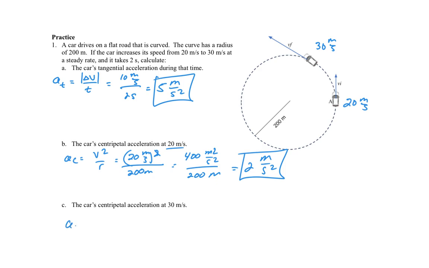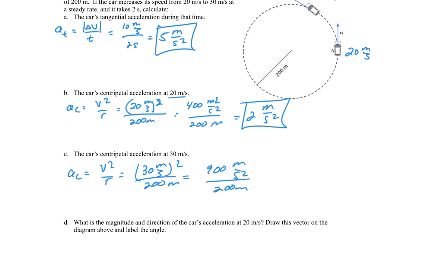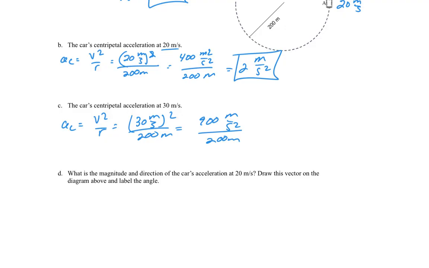Later on, our centripetal acceleration, v squared over r still, is going to be 30 meters per second squared divided by 200. So what do we get? 900 meters per second squared divided by 200 meters. You can go ahead and do that math on your own. You can check it with the key at the end as well.